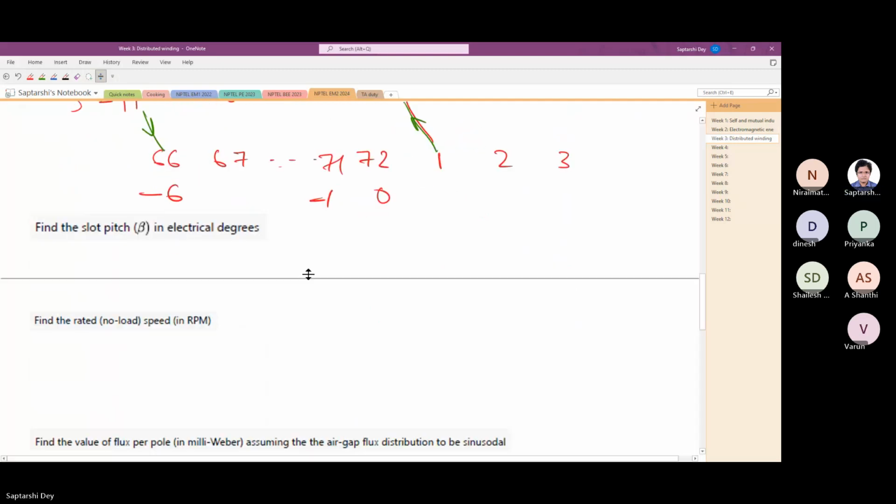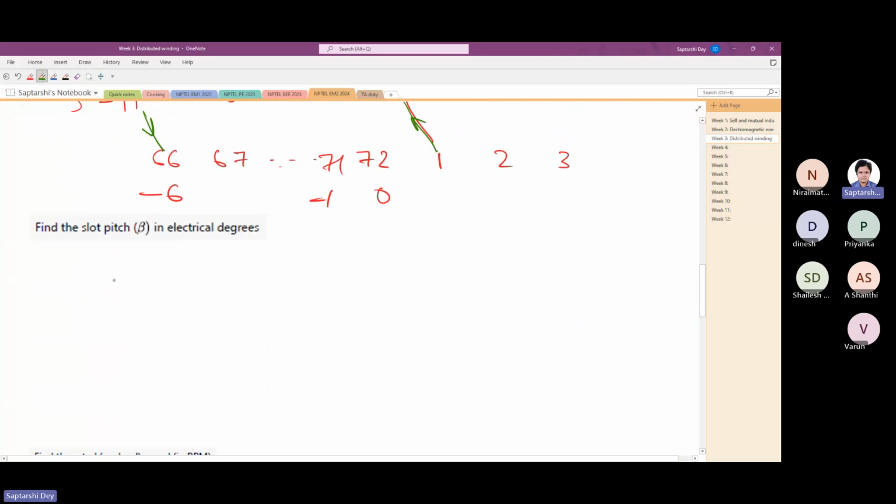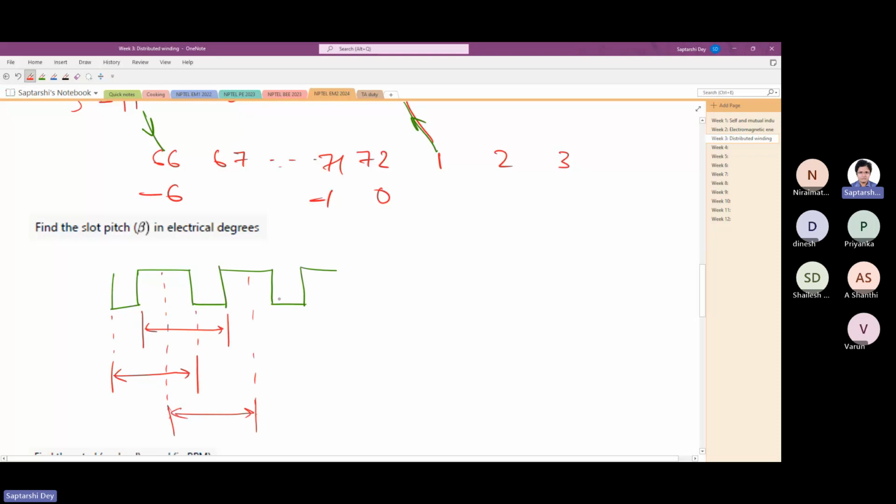Find the slot pitch in electrical degrees. So slot pitch is simply, if you have these teeth repeating like this, you can calculate in whatever way you want, or you can measure in whatever way you want. You can measure this distance, or you can measure from middle of one slot to middle of another slot. Whatever, you will get the same thing, slot pitch. So basically there are 72 slots. So 360 degree by 72. This much is the beta, but that is in mechanical degrees, because 360 degrees is the total mechanical angle.